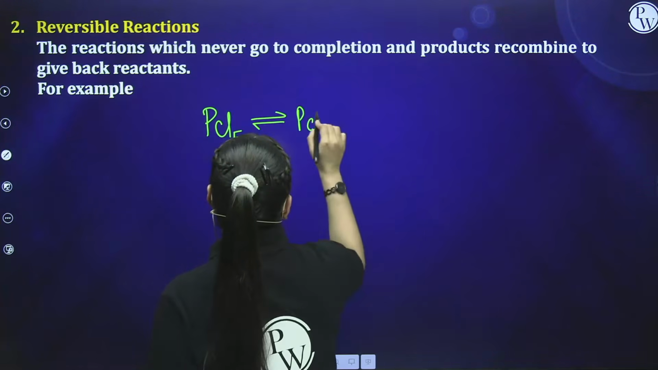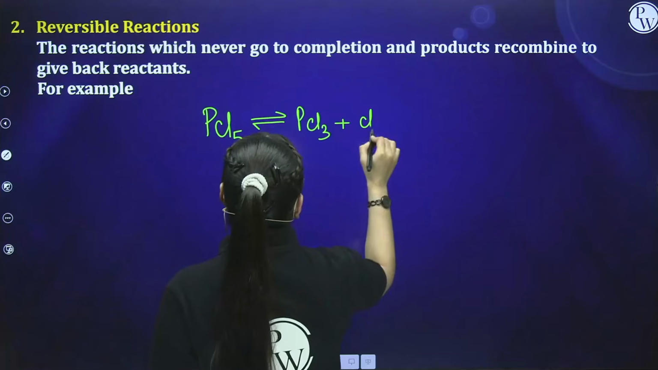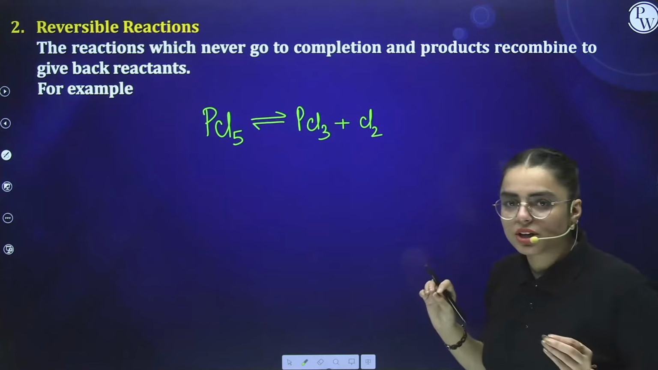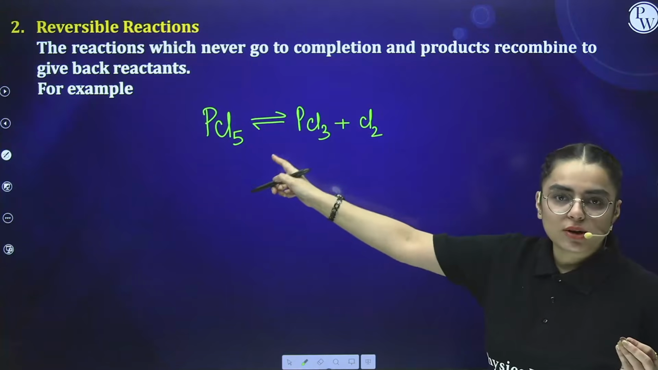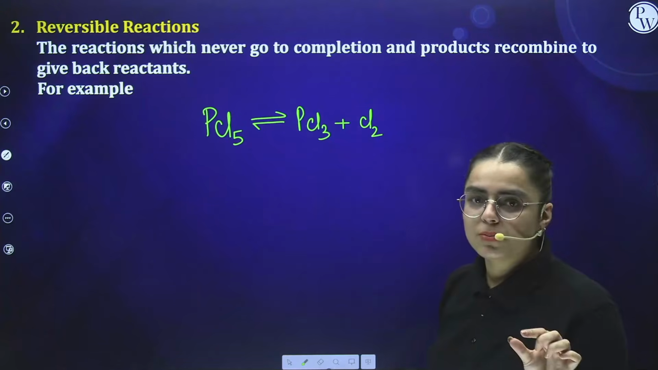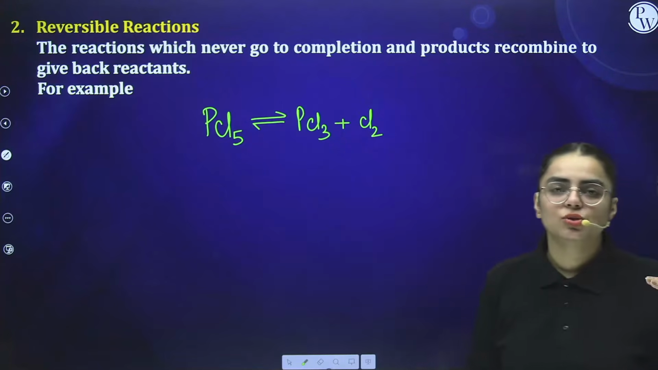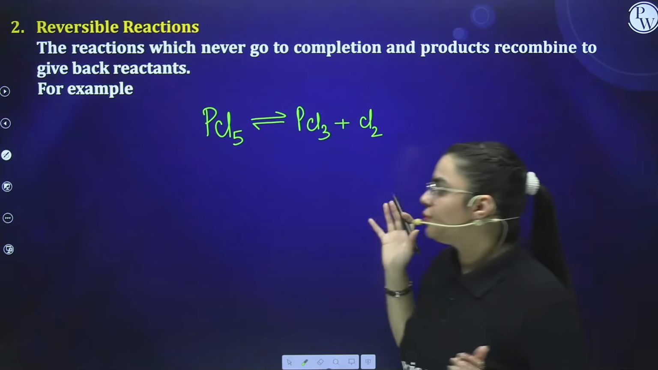PCl5 is basically converted into PCl3 plus Cl2. Over here, what is happening? The reactant is now converted into product, and yes, there are two arrows over here. One is for the forward, one is for the backward. The product has the capacity to convert back into the reactant. So this is an example of a reversible reaction.